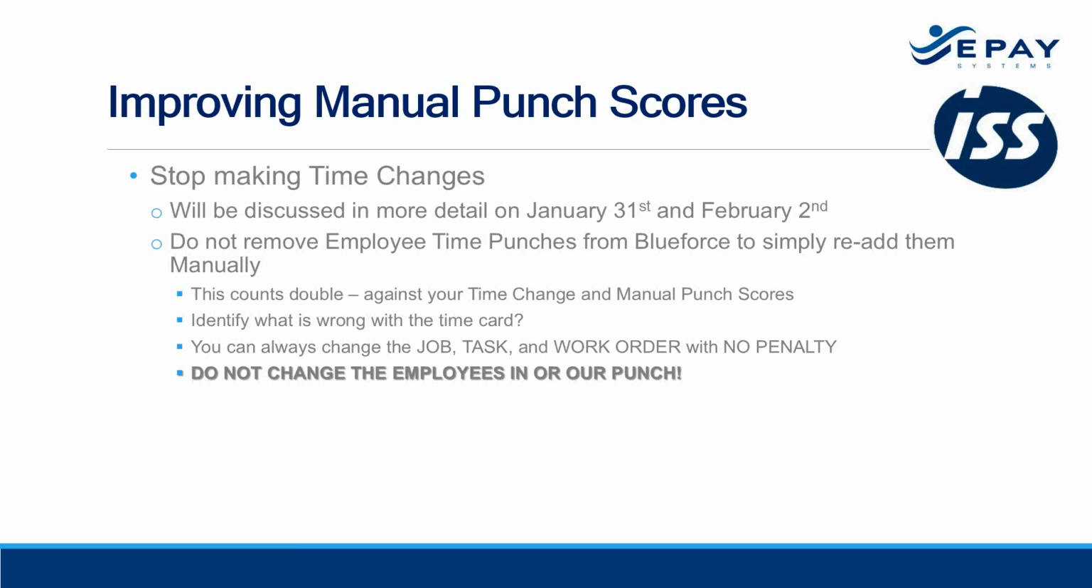If an employee were to punch in, you obviously want to fill in the punch out manually. You have to do that to get a complete in and out punch. In this case, like I said, do not remove employee time punches from Blueforce to simply re-add them manually. It doesn't make sense, because you've done yourself a disservice here, because what's going to happen is that now you have a double mark. You have a mark against your time change score, which I'll talk about next week, and you'll also have a mark against your manual punch score. It's a double whammy there.